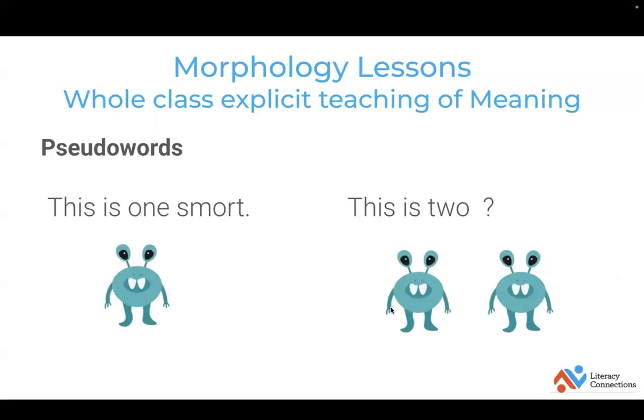And again, the pseudo words are handy for a definition perspective as well. So even if we're looking at something as simple as the suffix s for plurals, if this is one smort, then this must be two smorts. So it's a great way of checking that understanding of plurals.